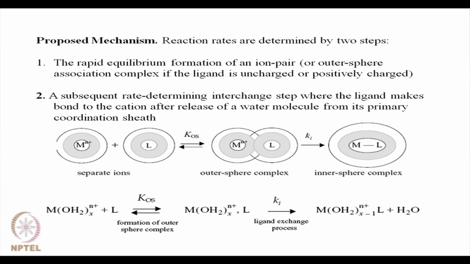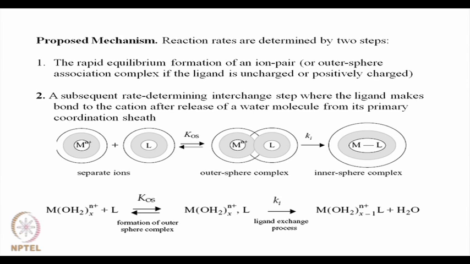So, in the proposed mechanism, reaction rates are determined by two steps: a rapid equilibrium formation of an ion pair or outer sphere association complex, if the ligand is uncharged or positively charged, and a subsequent rate determining interchange step, where the ligand makes a bond to the cation after release of a water molecule from its primary coordination sheath.